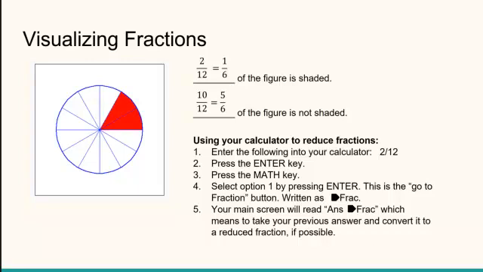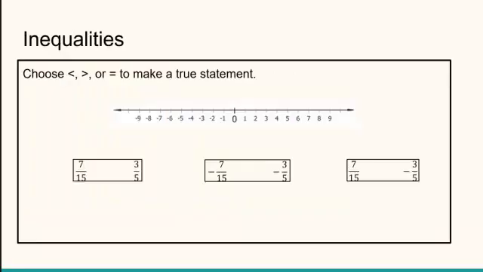Your main screen will then read answer go to fraction, which means to take your previous answer, which we just computed, and then convert it to a reduced fraction if that's possible. And then you will see that your calculator is displaying 1 over 6. Great for working with fractions.